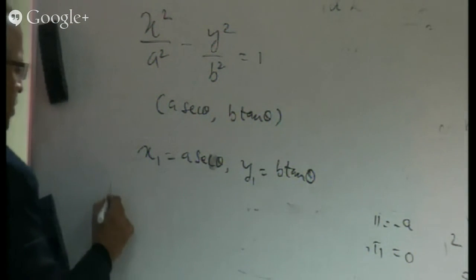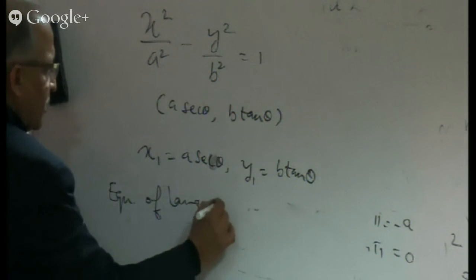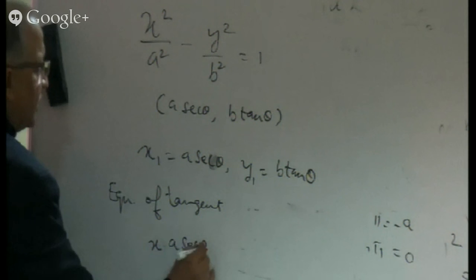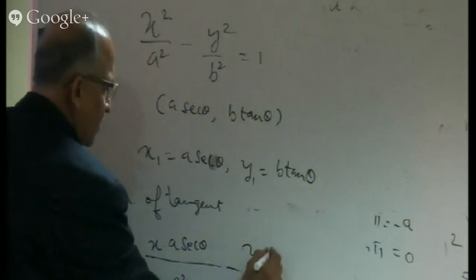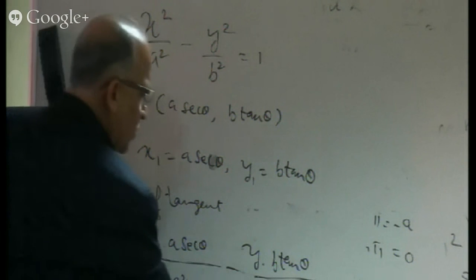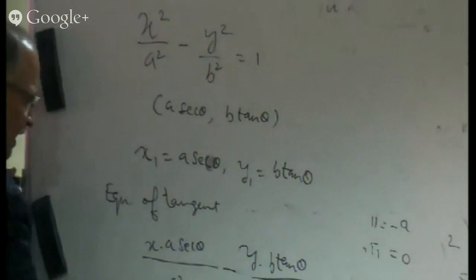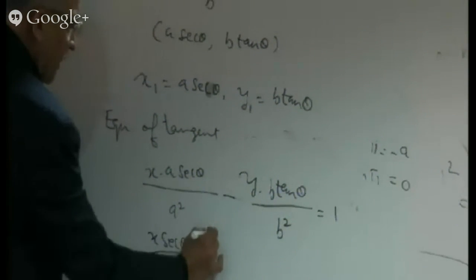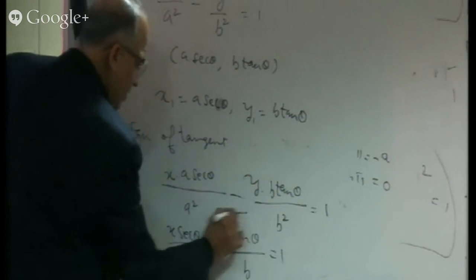So therefore the equation of tangent becomes what? X into x1, that means a secant theta, divided by a square, minus y into b tan theta upon b square equal to 1. So this becomes x secant theta upon a minus y tan theta upon b equal to 1.